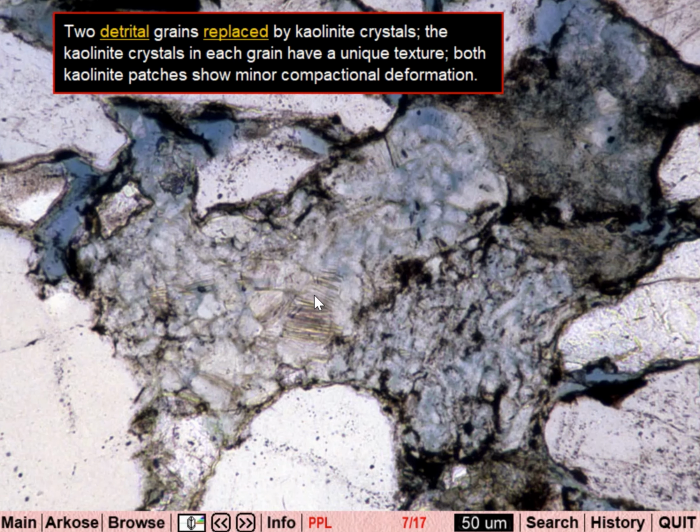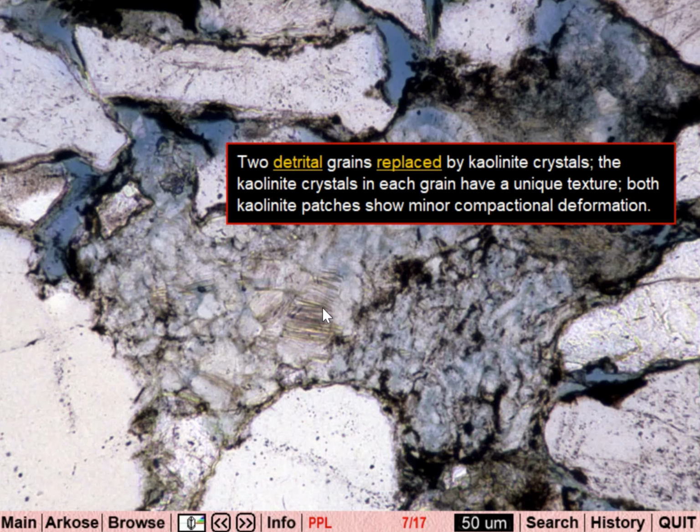Okay, here our kaolinite has actually grown somewhat larger grains. Remember, we can think of this as being on the borderline between diagenesis of the sandstone and really almost low temperature metamorphism. So that's where we have some larger grains within these replacement patches.